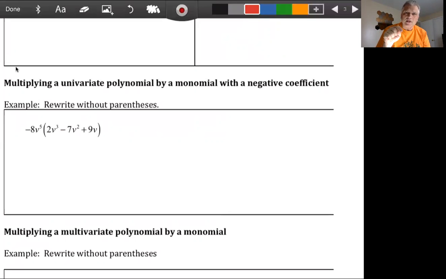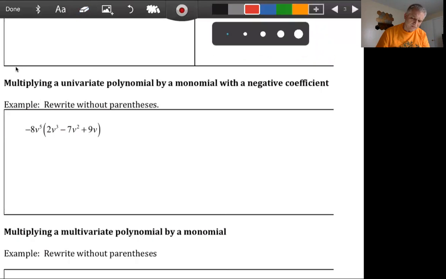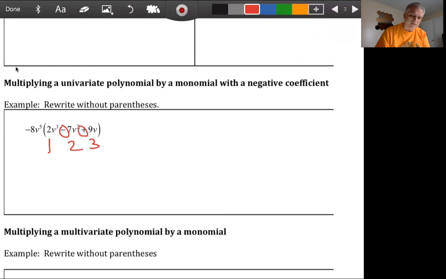Every term is separated by either a plus or a minus. So if I had something like this off to the side, 5a, b, x to the 3rd, y to the 5th, g to the 7th, that's one term. There is no plus, there is no minus. That is one term. So if I'm looking inside the parentheses over here, I see a minus, I see a plus. So I've got 1 term, 2 terms, 3 terms. I've got 3 different terms. So I've got to multiply that negative 8v to the 5th by all 3 terms.